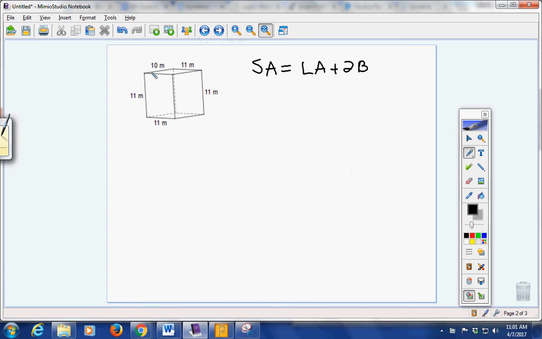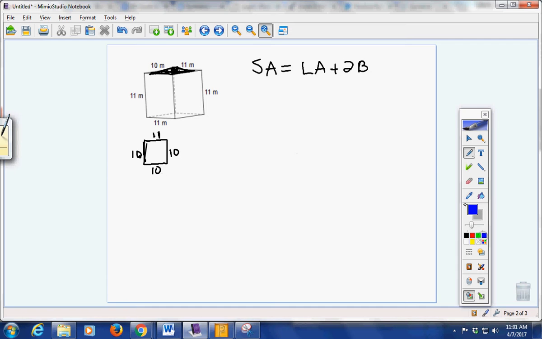Pick a side to be your base. I'm going to pick again this top part here, and whatever you pick to be the base, I'm drawing a real poor picture of it here, bring it down and sketch just the two-dimensional part of that. So again, this is a 10 by 11 rectangle. I know it doesn't look like it, but it's okay.